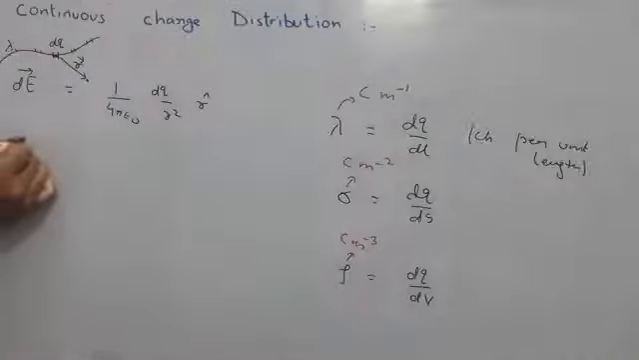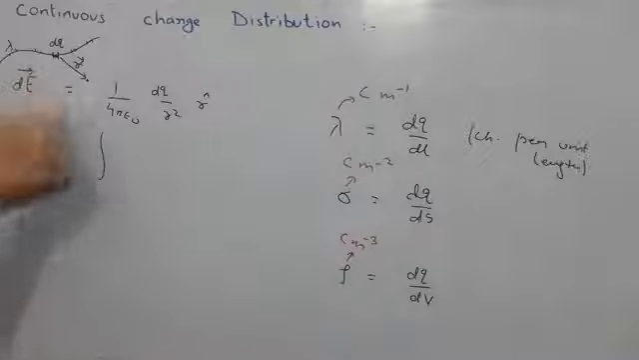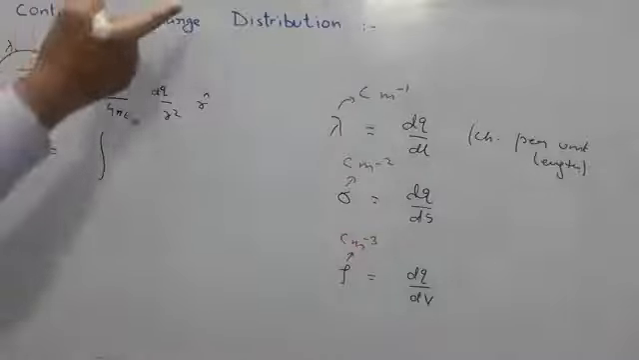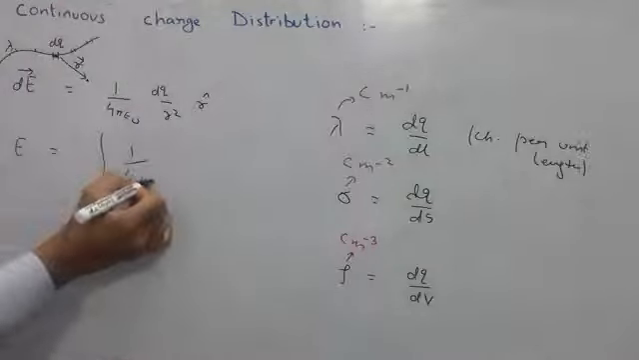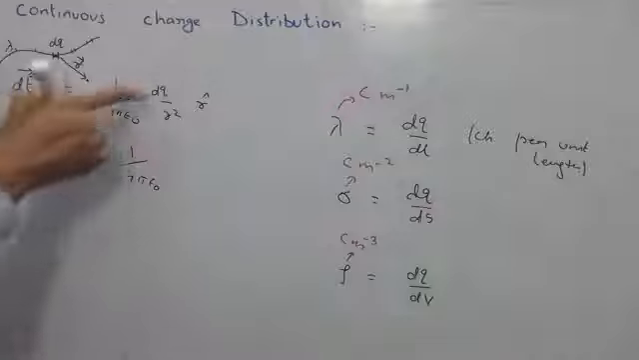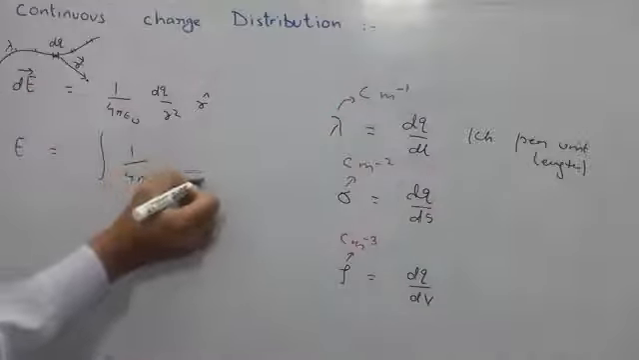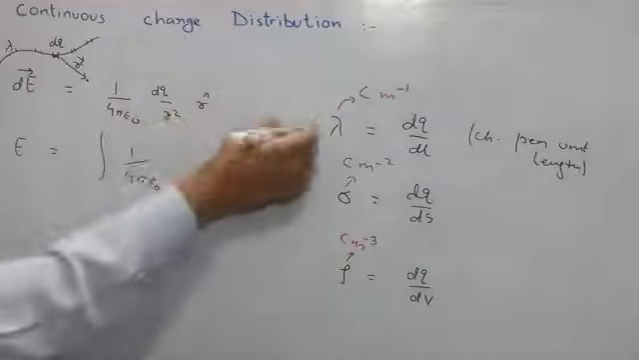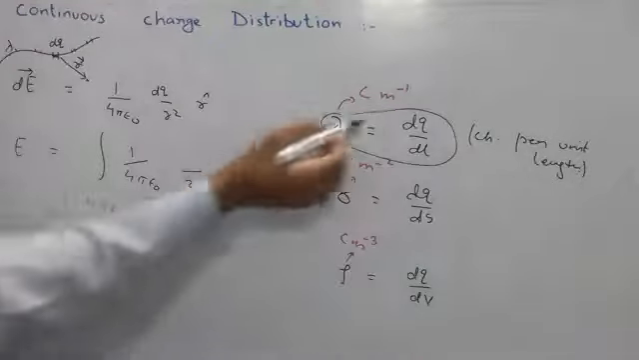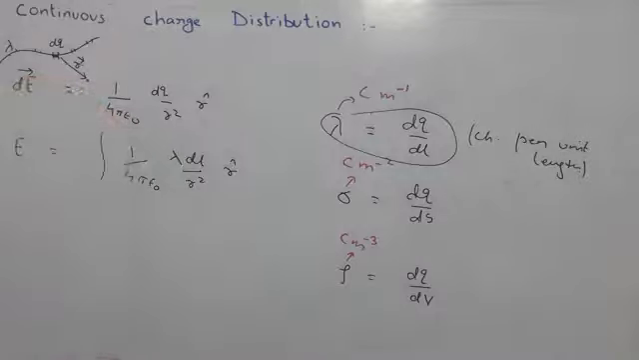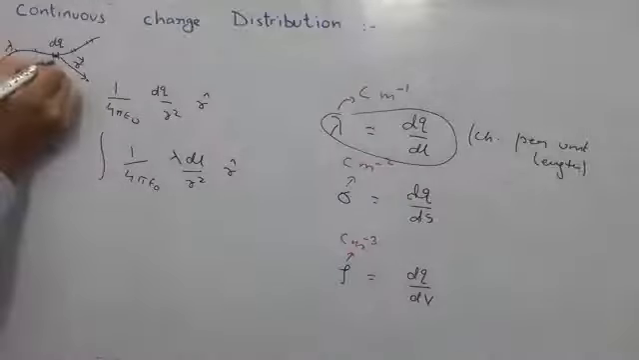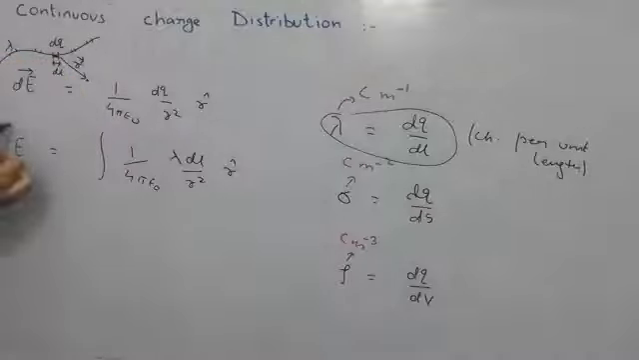So the total electric field will be therefore given as summation. And if it is continuous charge distribution, that summation I can replace by integration. So integration of 1 by 4 pi epsilon naught dq upon r square and then r cap. But just now we have seen lambda is dq upon dl. So dq I can replace by lambda times dl, where dl is this smaller length. This length is dl. In this way we will find electric field due to continuous charge distribution.